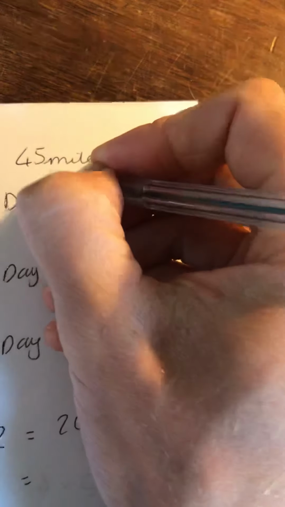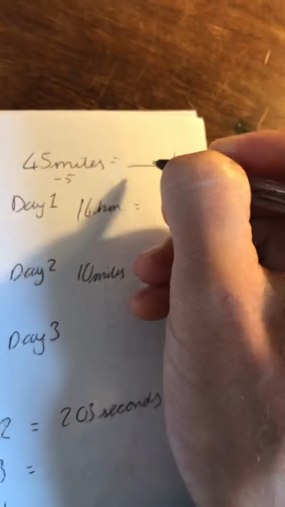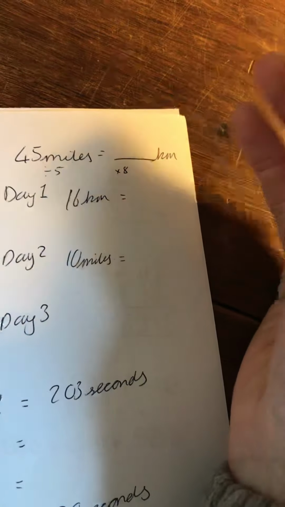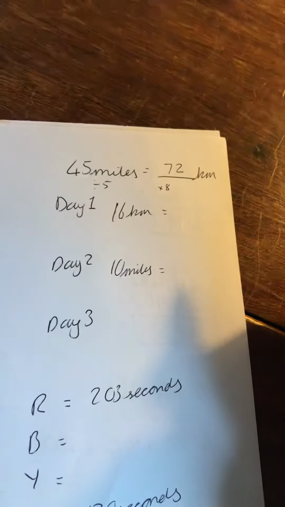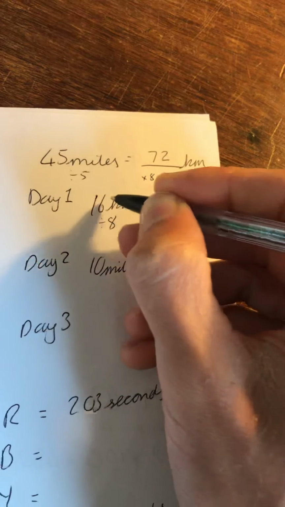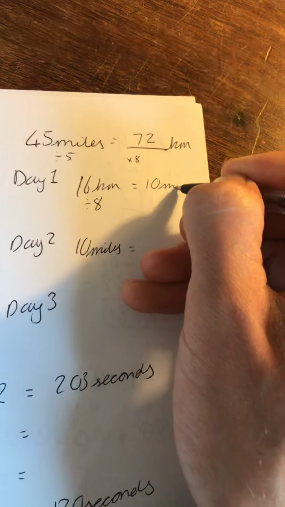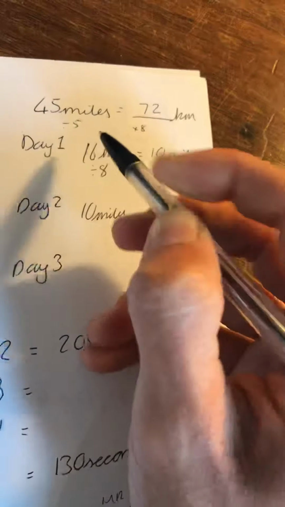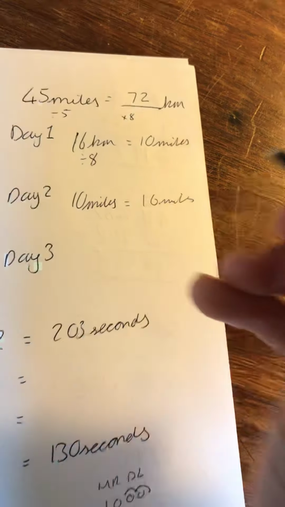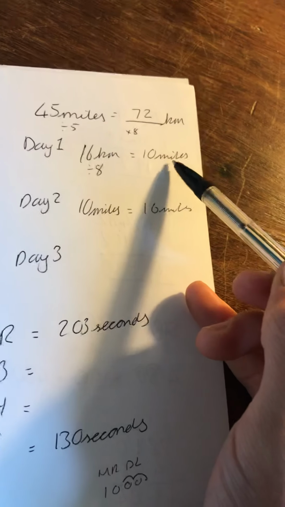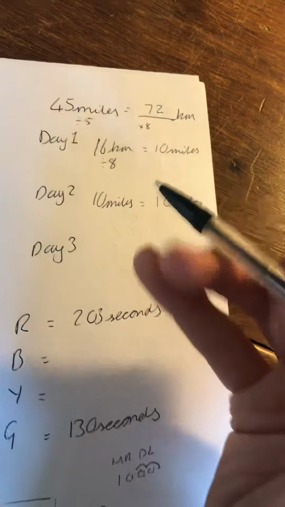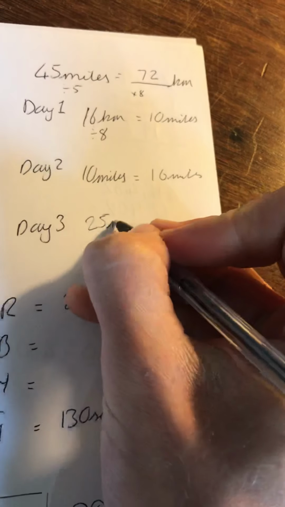Miles to kilometres, divide by 5 is 9. 9 times 8. What does it get? 9 times 8 is 72 kilometres. 16 kilometres as miles, so I need to divide by 8 is 2 times 5 is 10 miles. Miles to kilometres, divide by 5. 10 divided by 5 is 2 times 8 is 16 kilometres. So, now I've not done it very well here. He's got miles and miles. So far he's done 20 miles, so he's got another 25 miles to go.